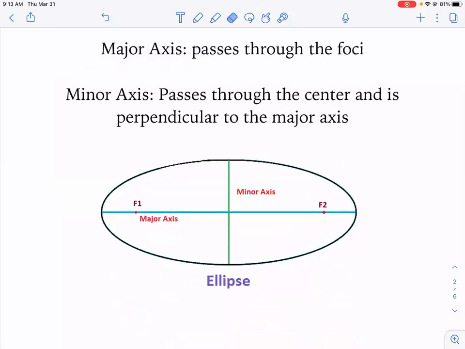Notice how one side of the ellipse is longer than the other, okay? So our major axis is going to pass through the foci, and it's going to be the longer one. The minor axis is perpendicular to the major axis, passes through the center, and it's going to be the shorter. The major axis is going to be longer. The minor axis is going to be shorter. It is going to be symmetric.